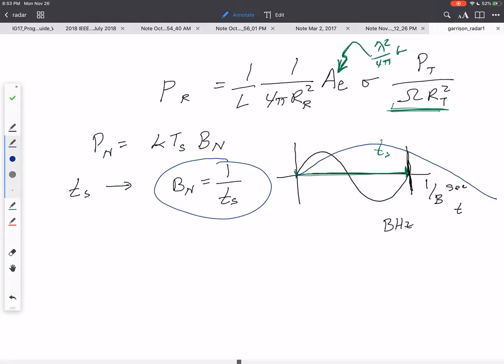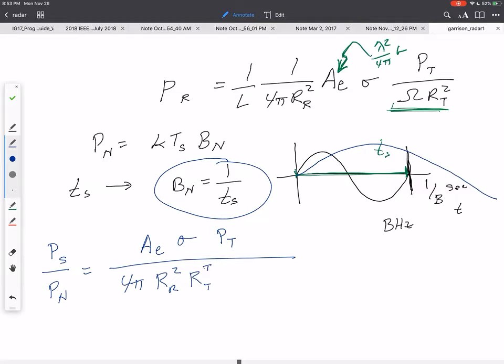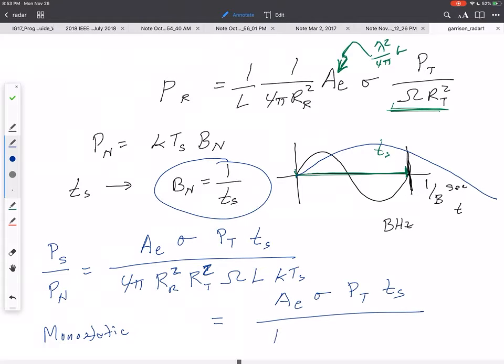All right? So I now put these together, signal to noise ratio. I have effective area of the antenna, sigma, P sub T of the transmitter, transmit power, divided by 4 pi receiver distance, transmit distance squared, solid angle of my scanning, my loss, and then my noise, k T sub s times my averaging time, little t sub s. And for the monostatic case, where my gains and my distances are the same: A sub e, scattering cross-section, transmit power, T sub s, 4 pi, again, R to the fourth, sigma, L, k, T sub s.